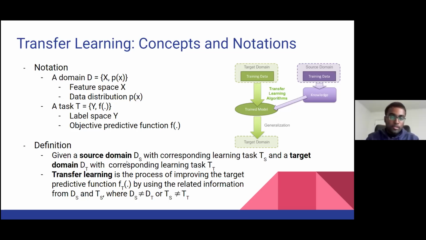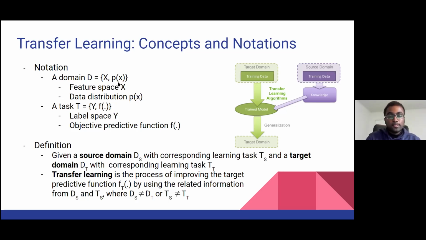So with this notation, there are 4 different scenarios into which transfer learning can be categorized. The first is when the feature space of the source domain and target domain are not the same, that is, the number of features is different. One example of this is cross-lingual adaptation. That is, the source domain is training the model for the English language, and then the model should be able to perform well for maybe French on the target domain.